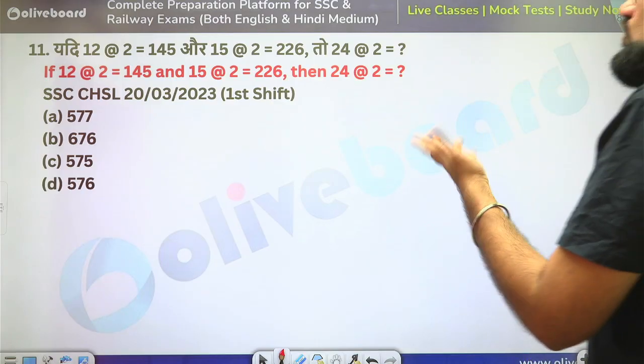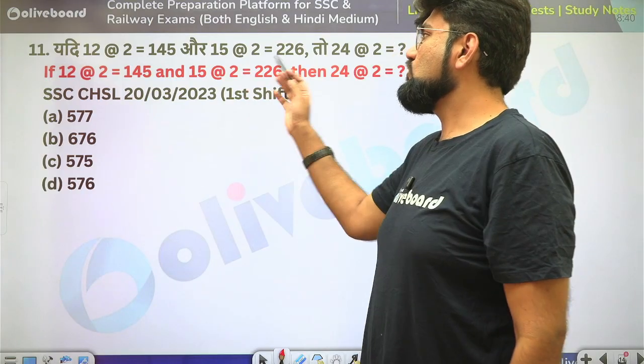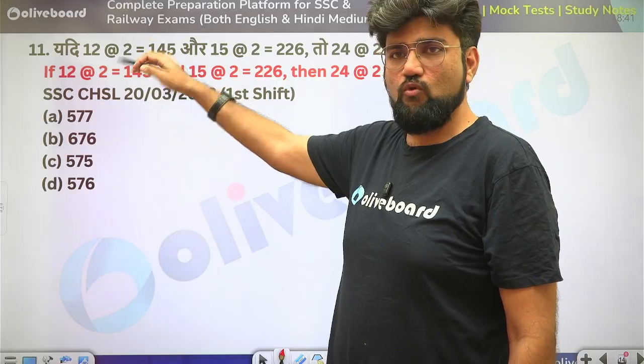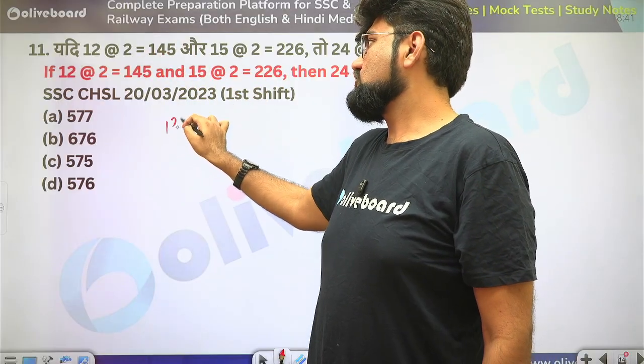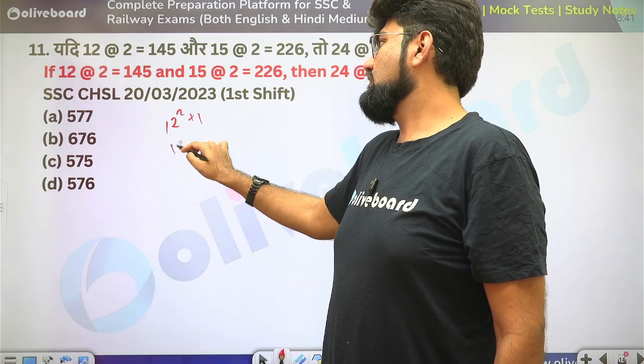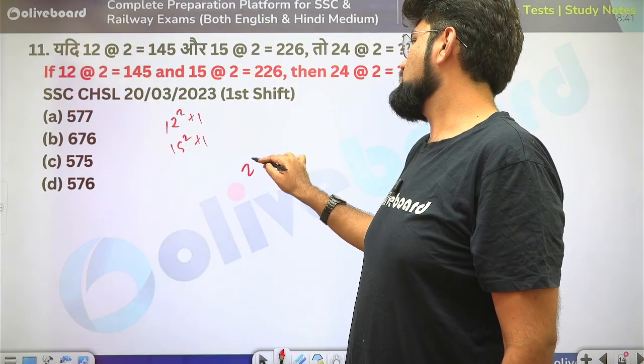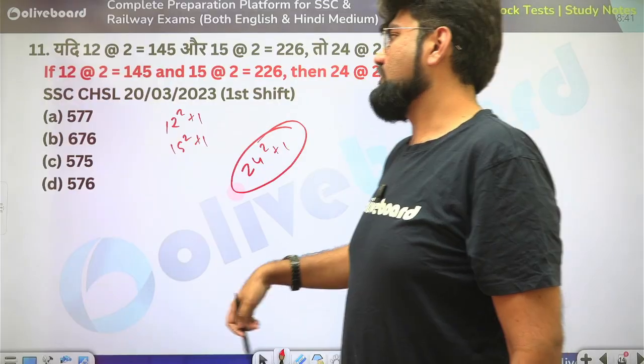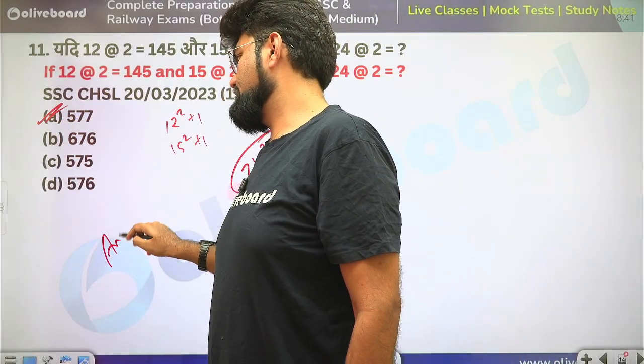12 at the rate 2 is 145. 15 at the rate 2 is 226. So this 2 has actually no role here. This is 12 square plus 1 is 145. 15 square plus 1 is 226. So my answer is going to be 24 square plus 1. That is 577. Option A.